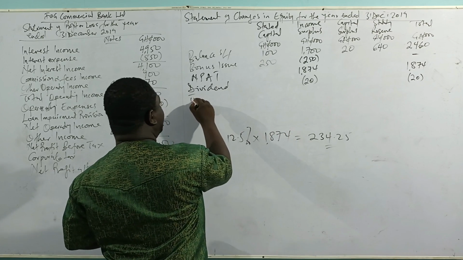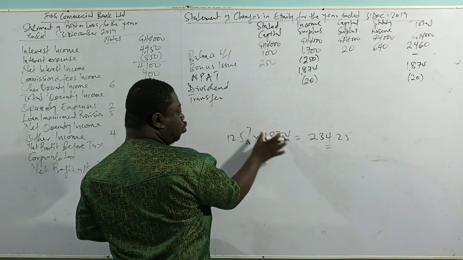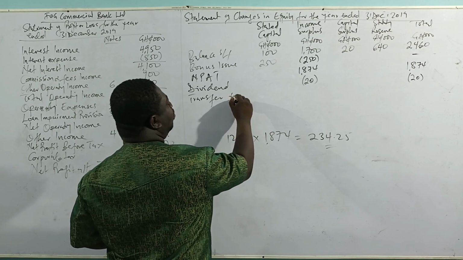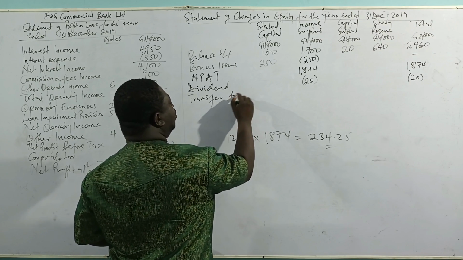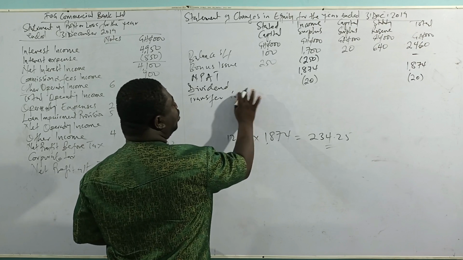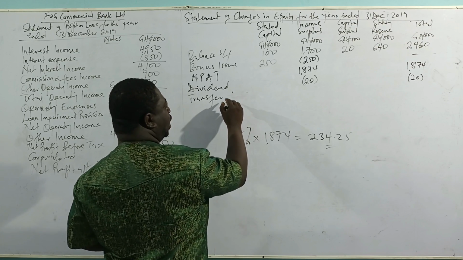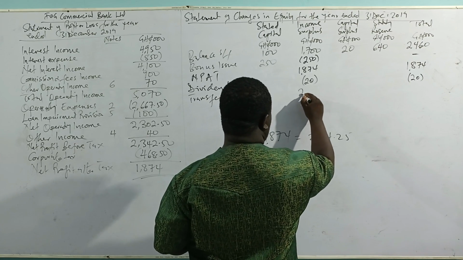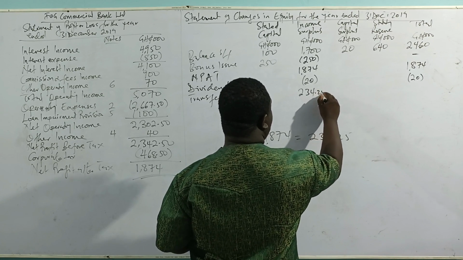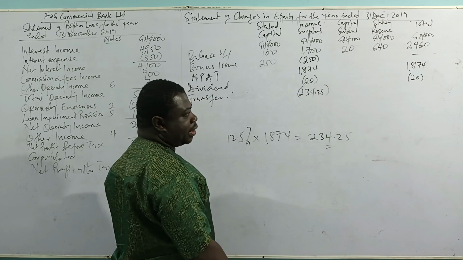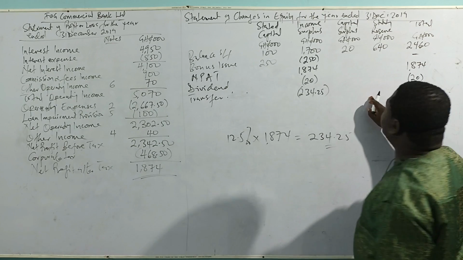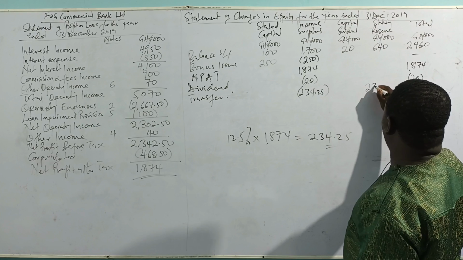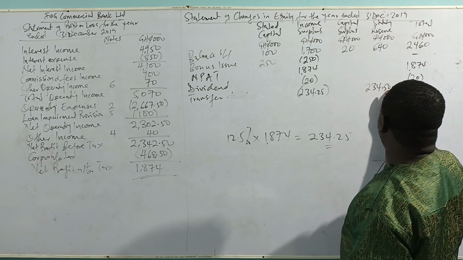So we'll say transfer, you do this somewhere as part of your notes. So transfer from or transfer to statutory reserve, or you can just put transfer here. Then you write 234.25. It will be in brackets, and then you move to statutory reserve. Under that column, you write the 234.25.